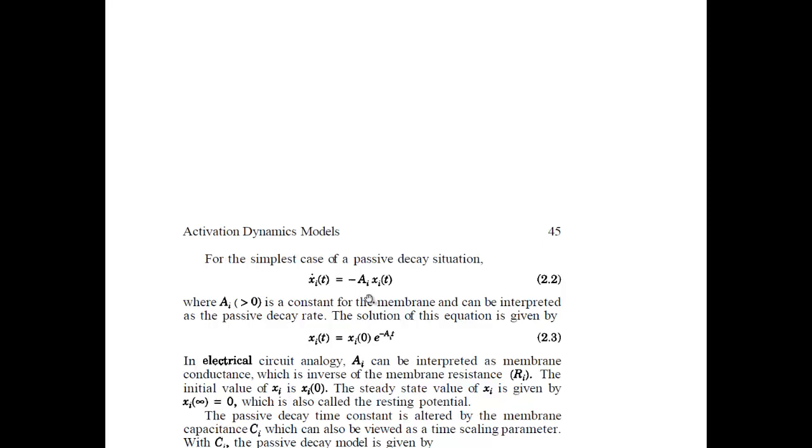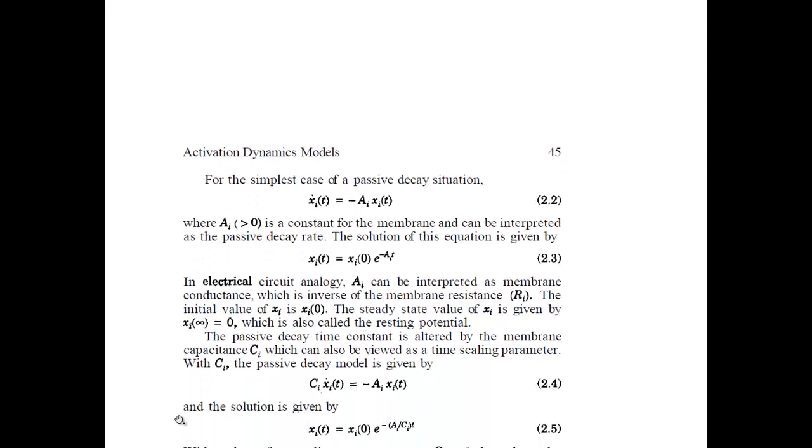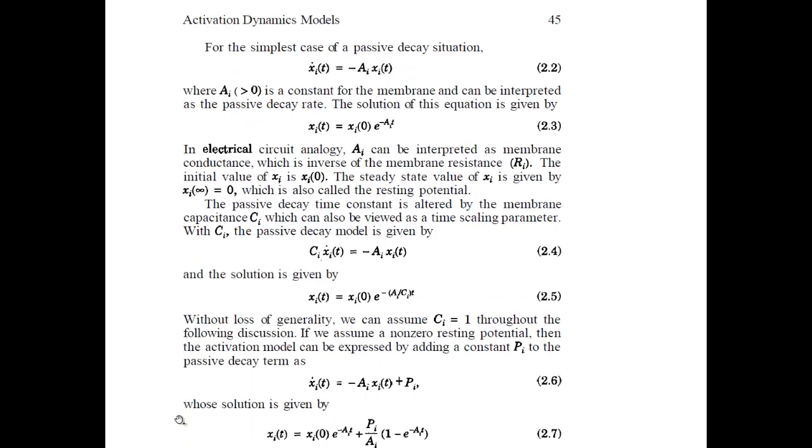The solution of the equation is given by this. Now when you come to the electrical circuitry analogy, a of I can be interpreted as a membrane conductance, which is the inverse of the membrane resistance Ri. Here the meaning of the membrane is that, as you know, we are using that biomedical term neuron also, so here also we are using the term membrane, means we are moving from one to another, so there is a contact or medium which passes.